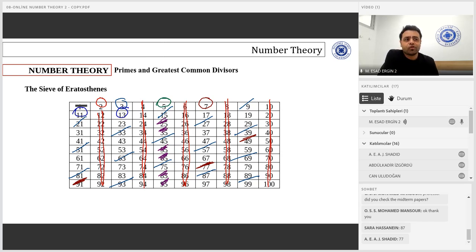And in the end, he realized that there are some numbers, prime numbers, that cannot be divided by any prime numbers. This is one of the ways.